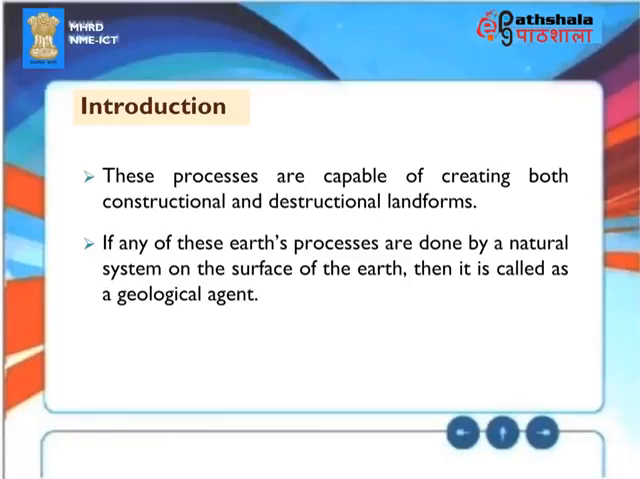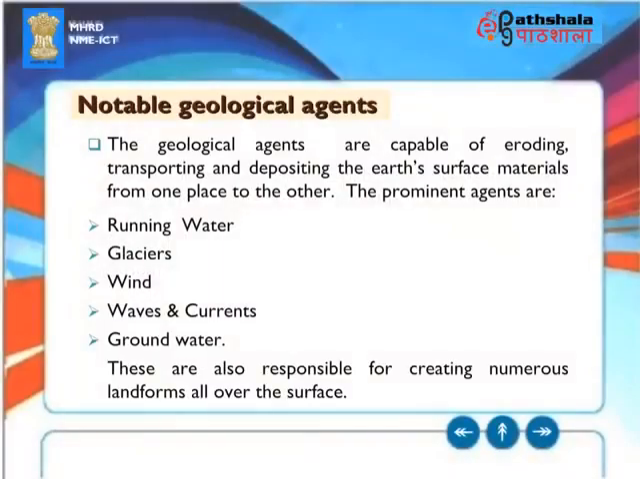If any of these Earth's processes are done by a natural system on the surface of the Earth, then it is called a geological agent. Notable geological agents. The geological agents are capable of eroding, transporting, and depositing the Earth's surface materials from one place to the other. The prominent agents are running water, glaciers, wind, waves and currents, groundwater. These are also responsible for creating numerous landforms all over the surface.